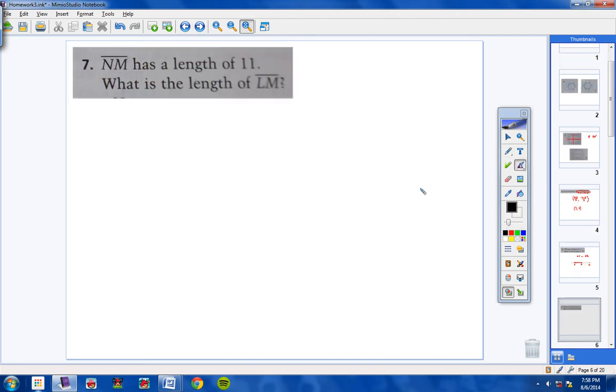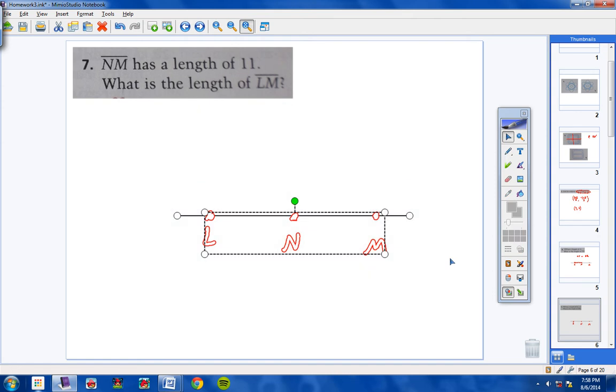Same thing. We have our segment here. Here's L, here's M, here's N. Now I'm going to quickly copy this to save time, so I won't keep drawing this over and over. Okay, there we go. All right, moving on. Now it tells us NM has a length of 11. So here's segment NM. So this little segment here that I've put a squiggly line on has a length of 11.